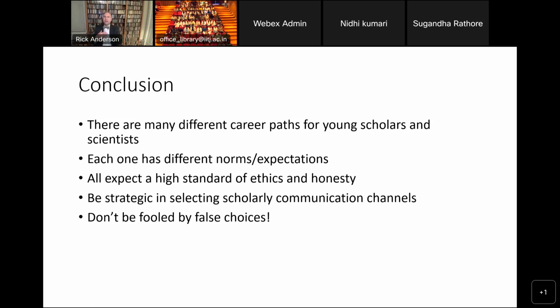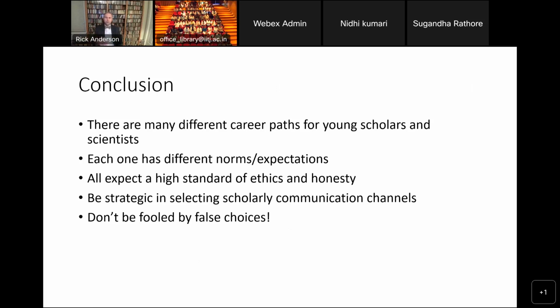Bear in mind that every career path you follow is going to have a different set of norms and expectations when it comes to scholarly communication, but that all of them are going to expect of you a high standard of honesty and of ethics. And I'm sure I don't need to tell you that, but I feel like it's an important thing to say.